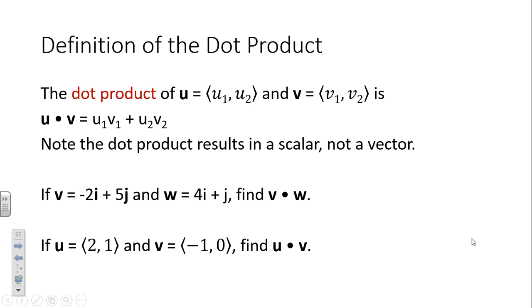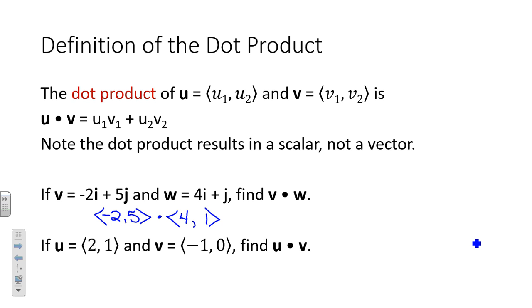So first of all, if vector v is negative 2i plus 5j in our linear combination form, and vector w is 4i plus j in its linear combination form, and we're trying to find v dot w, let's first write them in component form, like we see in our definition of dot product. Negative 2, 5, dotted with 4, 1.